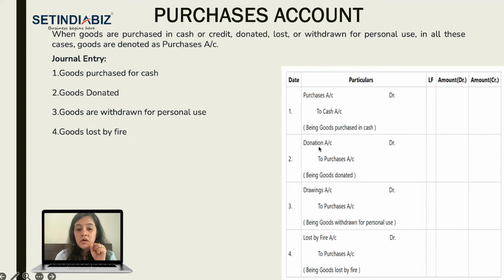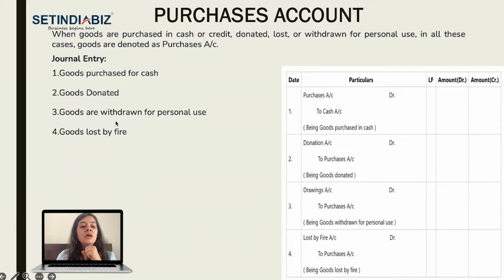Then we have goods donated. Donation account debited to purchases account. Now, whenever we are donating our products, there is a reduction of our goods. Whenever our goods are reduced, whenever a stock is reduced, whenever the asset is being reduced, it will be credited. So purchases account is being credited and donation account is being debited, being goods donated.